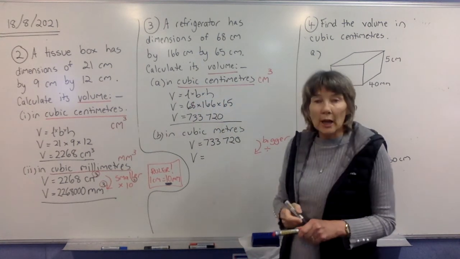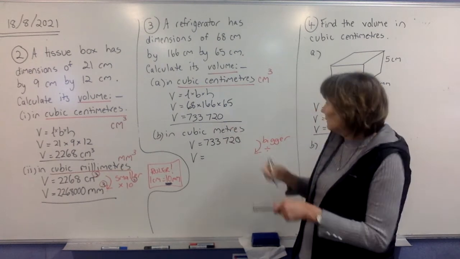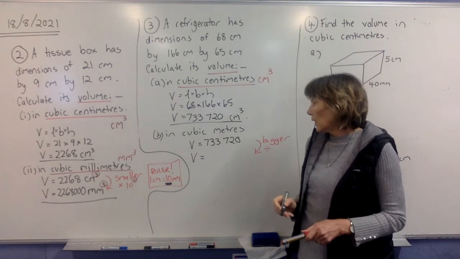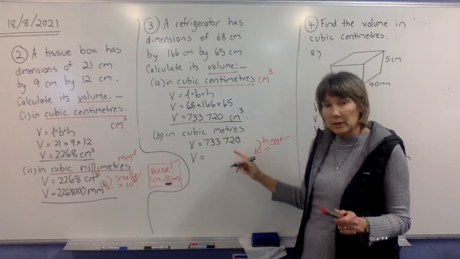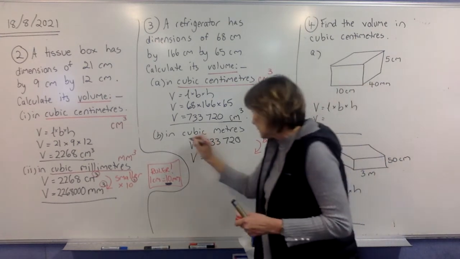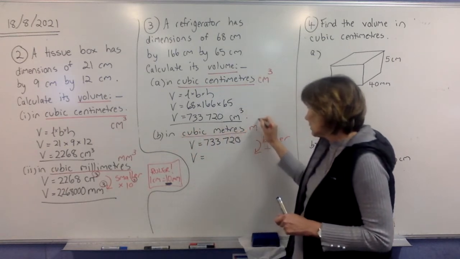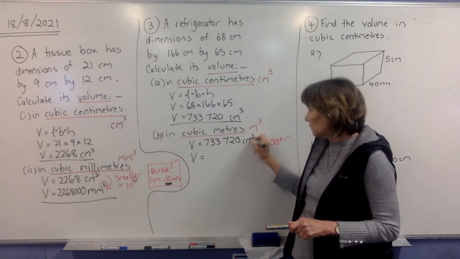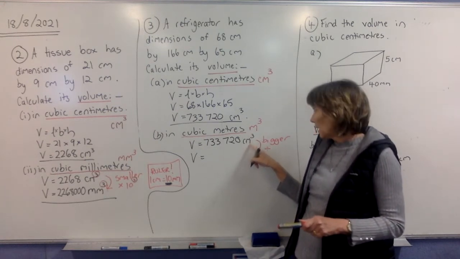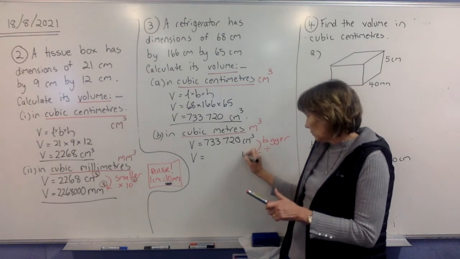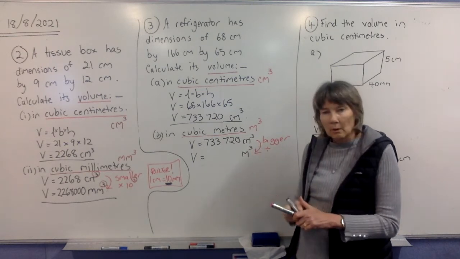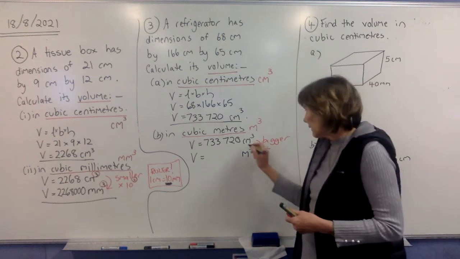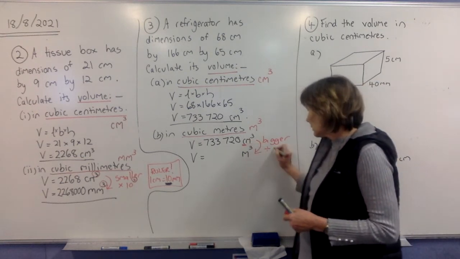And then when you use your calculator, you're going to get this answer in centimetres cubed. Now, in the second part, this time they want the answer in cubic metres. So that's metres cubed. So we're going to take our answer that we just got, which is in centimetres cubed, and convert it into metres cubed. So we have to go to a bigger unit. So we're dividing by 100 because centi is 100.